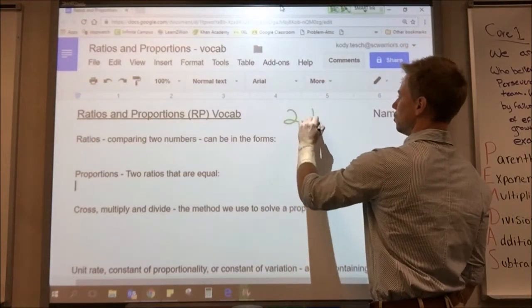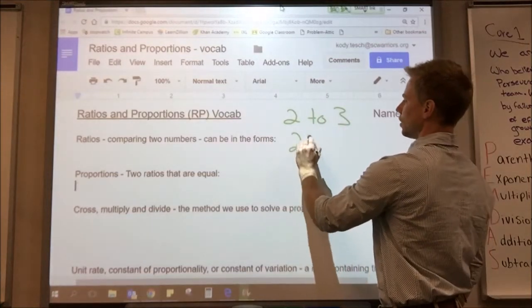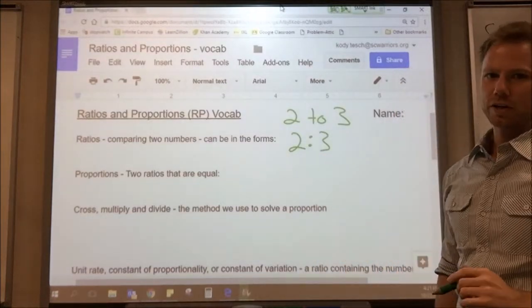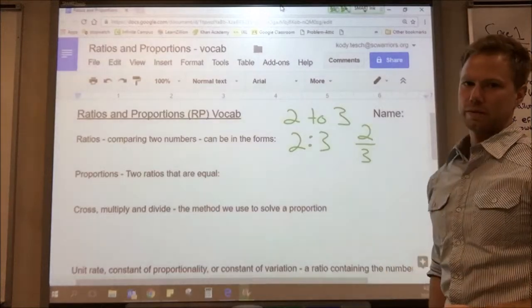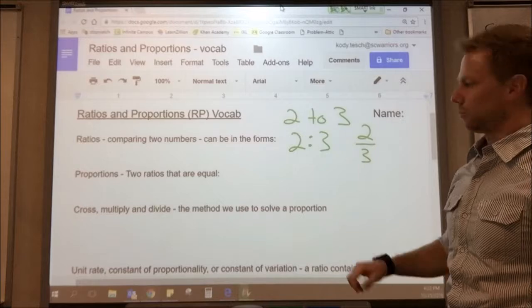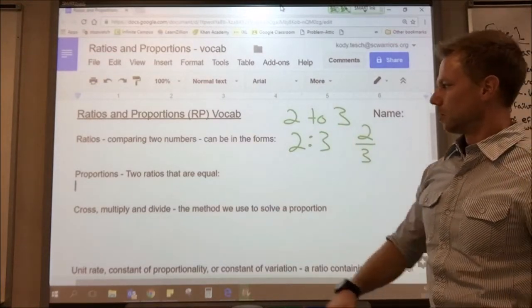We could write 2 to 3 with the word "to." We could write 2 to 3 with a colon, and we could also use a fraction, 2 over 3. All three of those are ratios, just different ways of writing them. And you'll see all three of those in your practice. So be familiar with them.